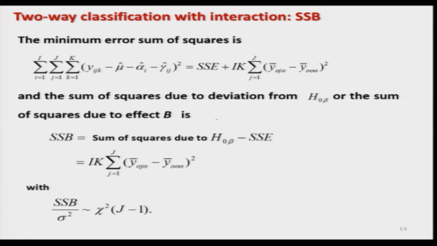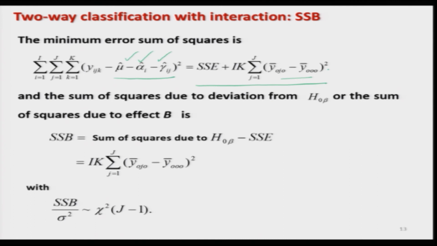That can be obtained by simply substituting mu, alpha i and gamma ij by their estimators in the triple summation, the sum of squares due to random errors. Now, if you substitute all these expressions, just spend 1 or 2 minutes and try to simplify the algebra. This expression will come out to be SSE plus i k summation over j of (y bar naught j naught minus y bar triple naught) whole square.